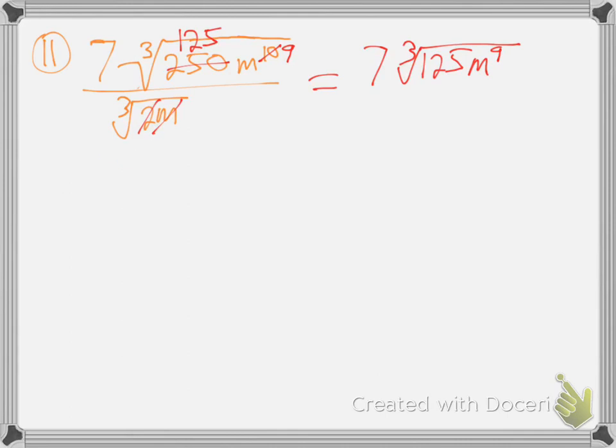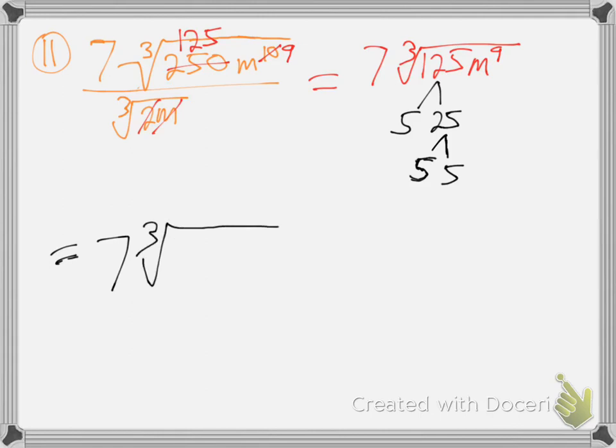Now let's break this down. 125. Take your calculator. It's 5 quarters, $1.25. Break down the 25. 5 times 5. And then m to the 9th. So let's write this out. So we have 7 cube root of 5, 5, 5, and m to the 9th.